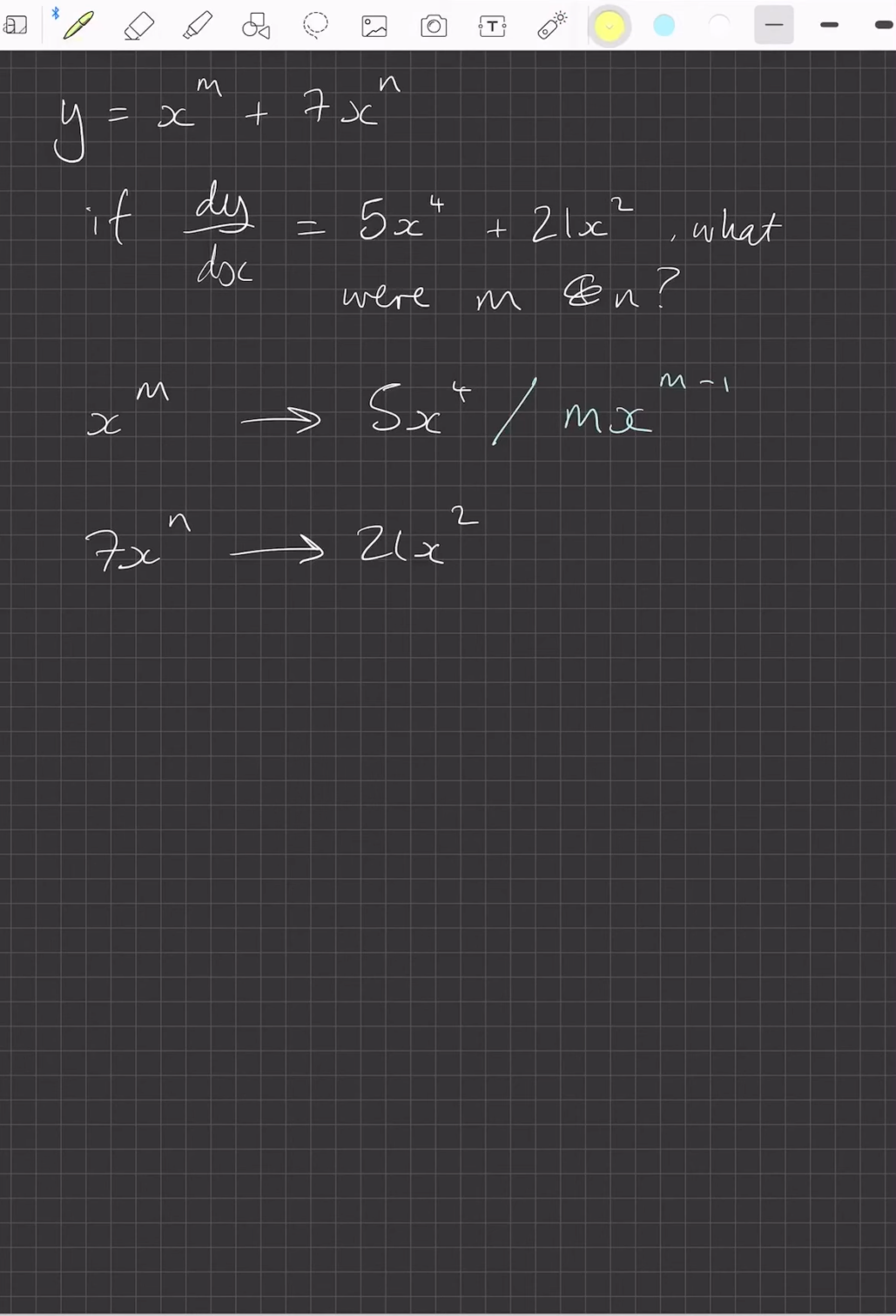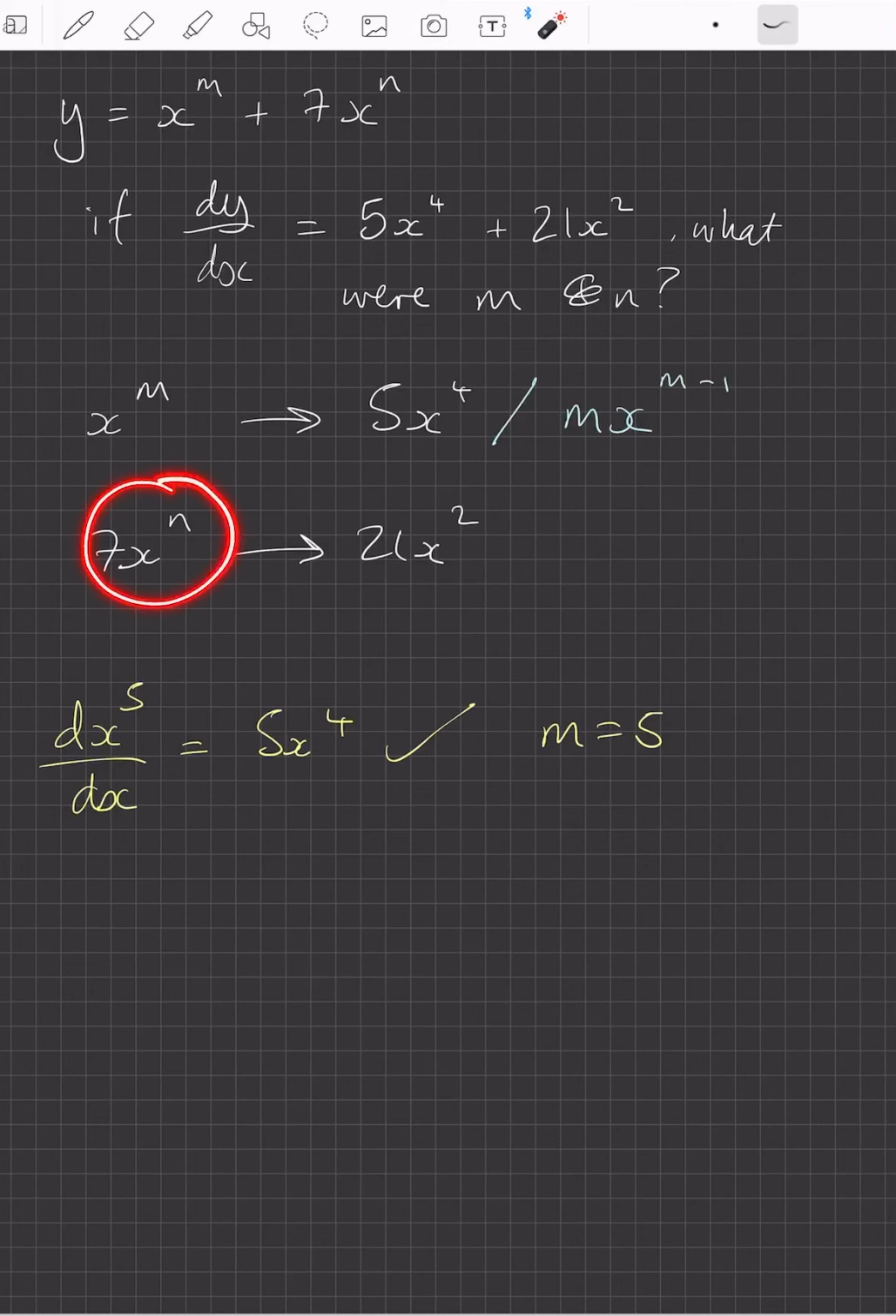So let's just double check then. If I think that m is 5, when I differentiate that, yep, I get 5x to the power of 4. So good, m is 5. Now here then, I had 7x to the power of n, and I somehow differentiated it to get to this. So what I've seen is, if the power here is 2, then the original power must have been 1 higher.